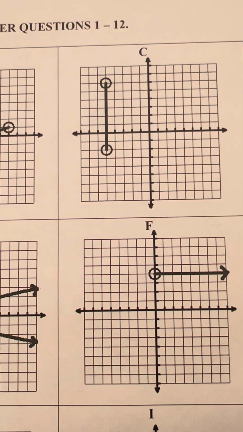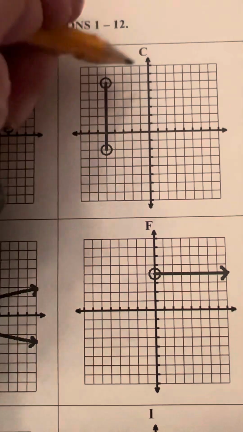Hey everybody, I'm Mac here doing some more functions versus non-functions and some domain and range information. So we're going to look at letter C, and we do see a vertical line. Right off the bat, because it's a vertical line, it doesn't pass the vertical line test. So it is not a function.